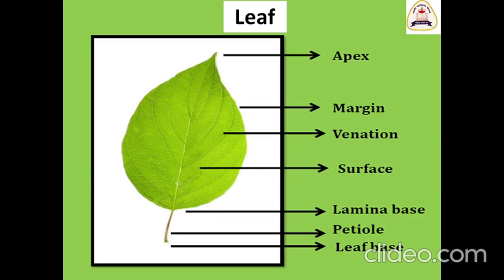One is the leaf base, also called the hypopodium. Another is the petiole, which is called the mesopodium, and the leaf lamina, which is called the epipodium. The leaf lamina contains the surface, the arrangement of the vascular supply, which is called venation, and the leaf margin. The tip of the leaf is the leaf apex.